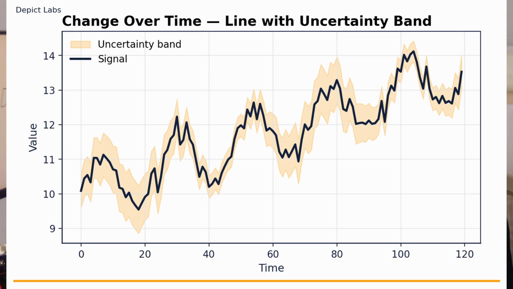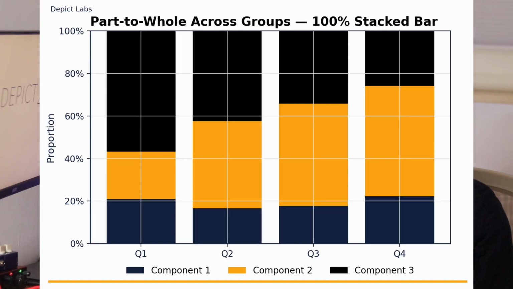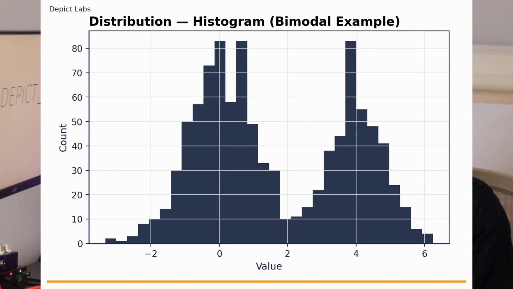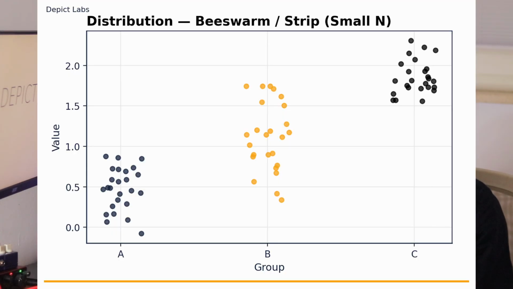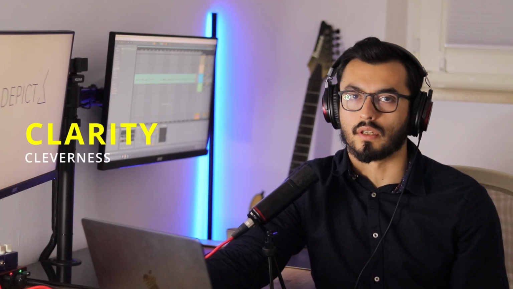If it's about time, then use lines. If you want to compare, then use bars. If it is a part of a whole, then use 100% stacked bars. If it's about distribution, then use a histogram or box plot. And if you have a small sample, then use a beeswarm. If it is about relationship, then use a scatter plus the trend. But be careful, honest and transparent about causation. You don't have to reinvent the wheel. Always use clarity over cleverness.